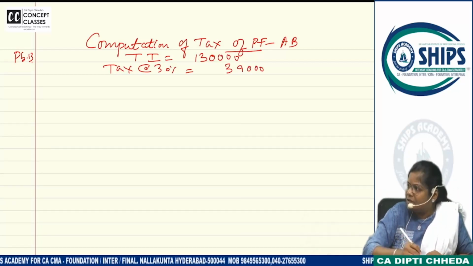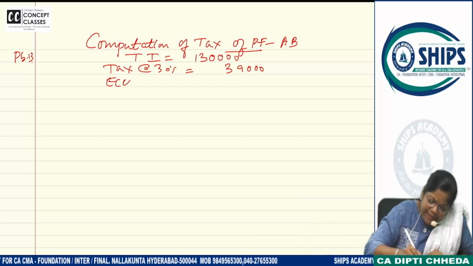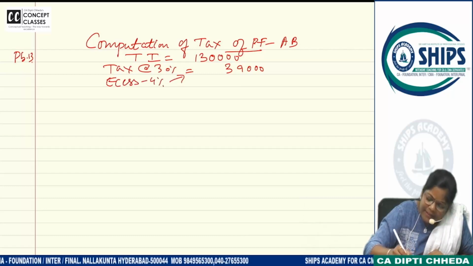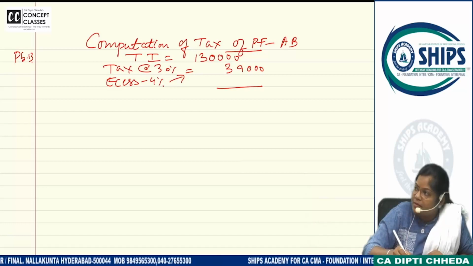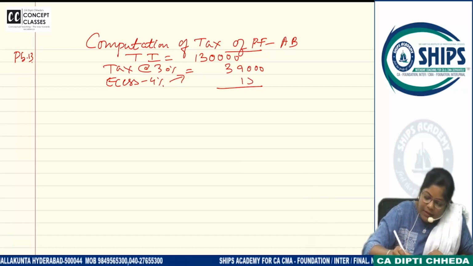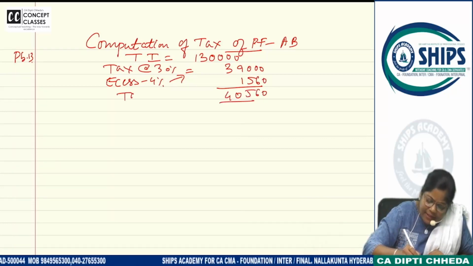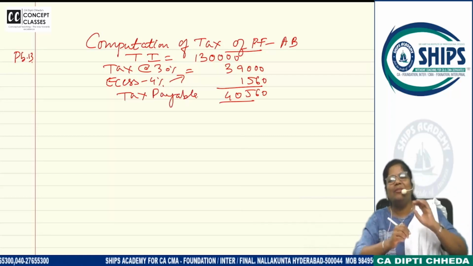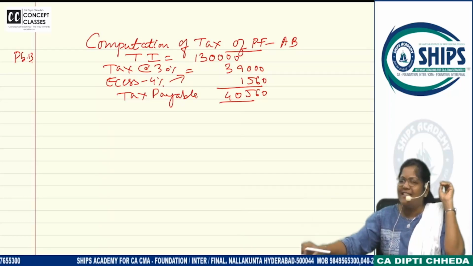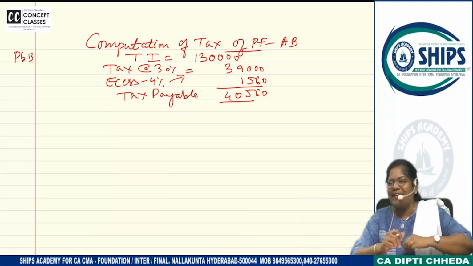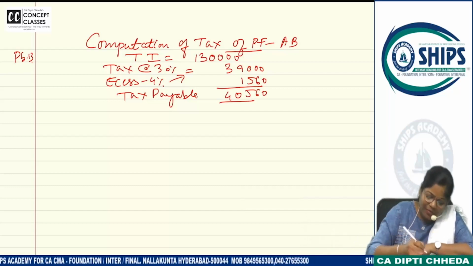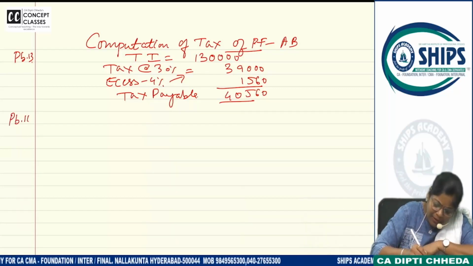Correct है, 39,000. And ESES कितना आएगा at the rate of 4%? 1560. So 40,560 is the tax payable. Perfect. मैम ये तो बहुत ही इजी है, तभी तो मैंने बोला एक क्लास में खत्म हो जाएगा. Isn't it very easy? Then the slab rates. Now we will go to problem number 14.